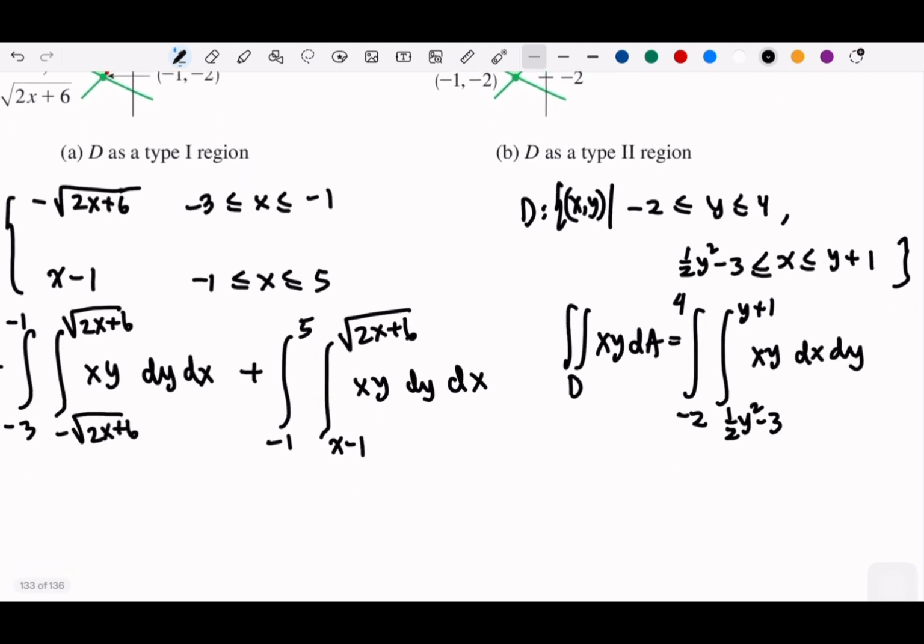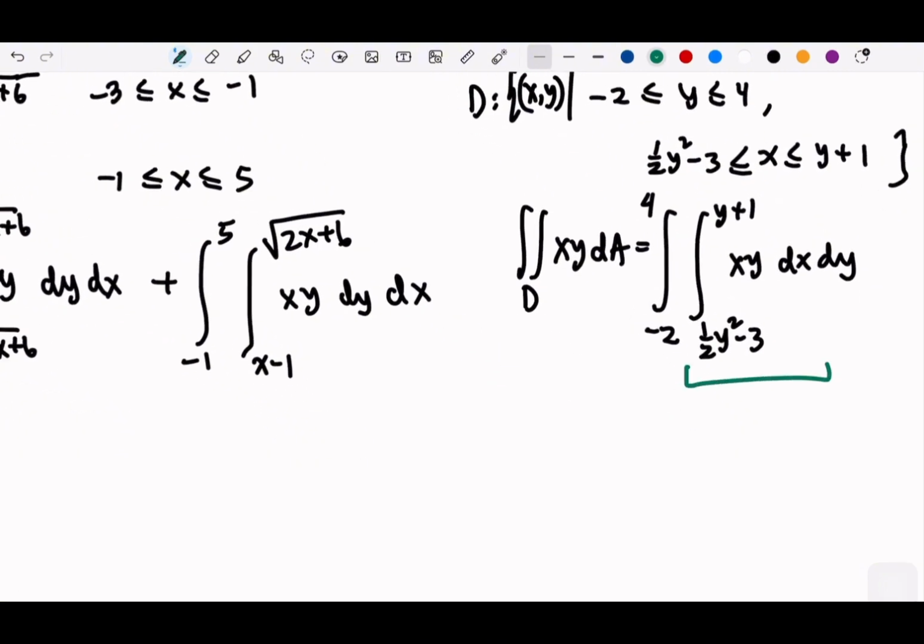So we don't need to have two regions. With this, it is much more compact and not as complicated as the last one. Integrating with respect to x gives x squared over 2, and we input the upper limit minus the lower limit, giving x squared over 2 times y.